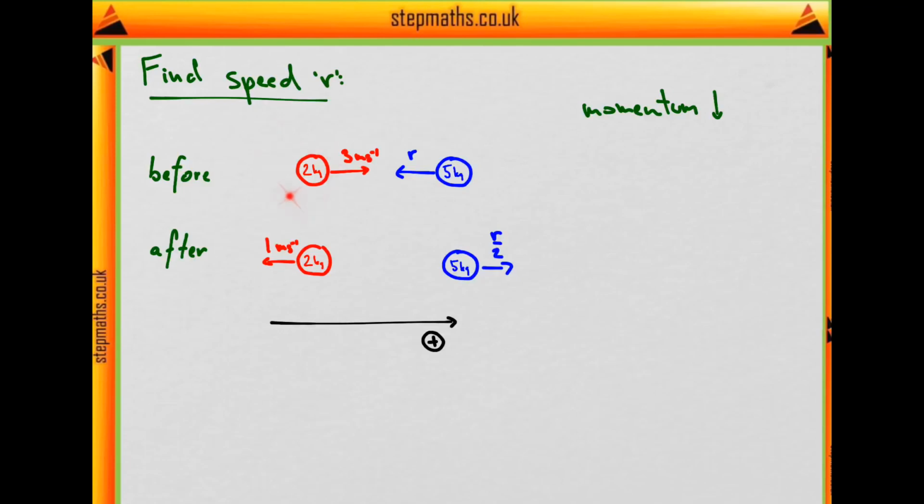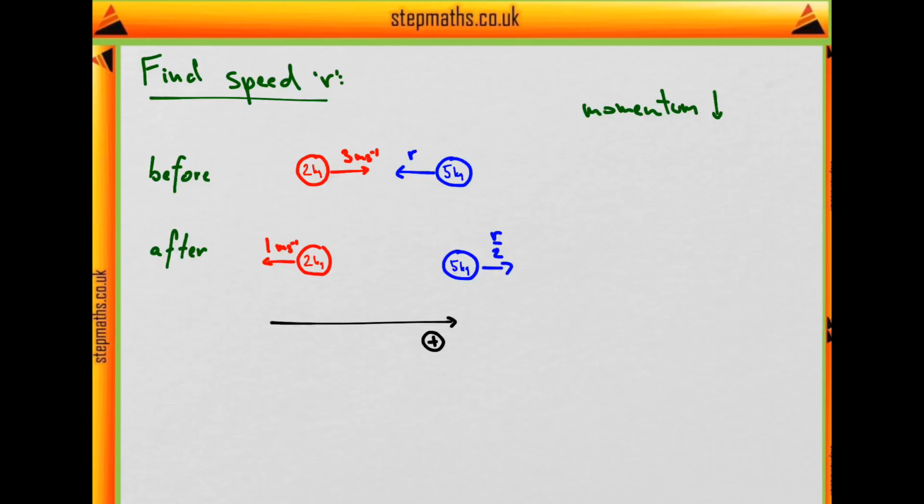So a ball is traveling to the right with a speed of 3 meters per second and it weighs 2 kilos, and it hits a 5 kilo ball which is traveling in the opposite direction with this unknown speed r. After the collision, the first ball rebounds and now travels to the left at 1 meter per second, while the other one travels to the right hand side at half the initial speed r.